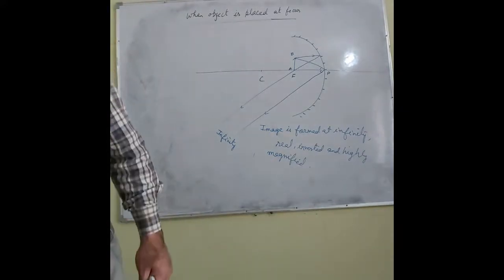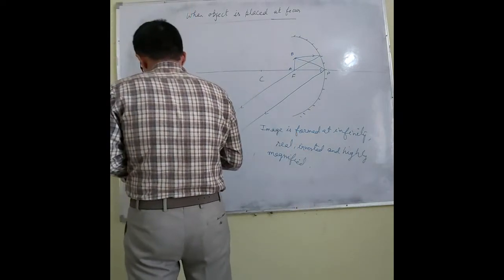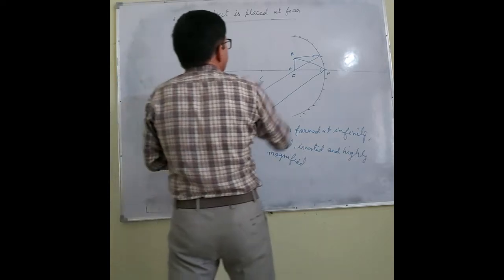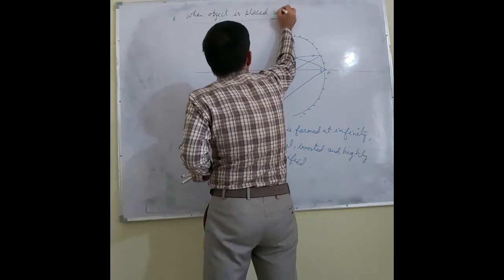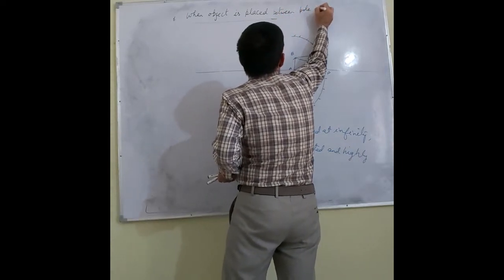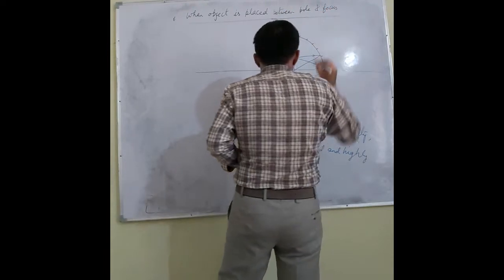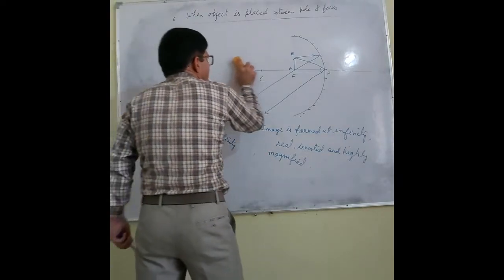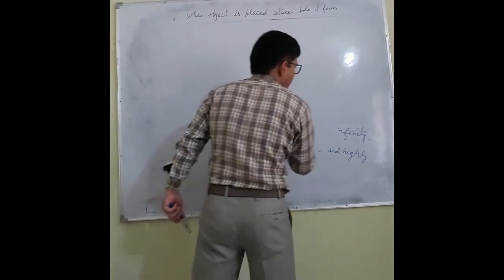Next is the sixth point, when the object is placed between pole and focus. So let's check it out. What happens when the object is placed between pole and focus?